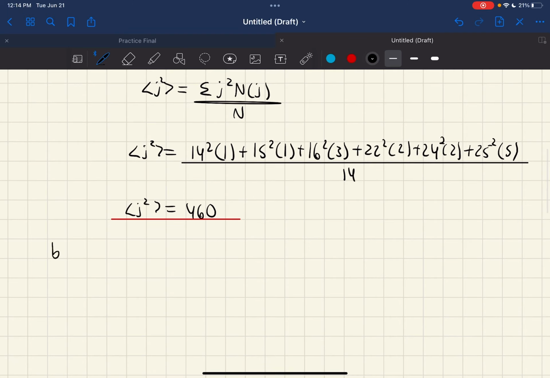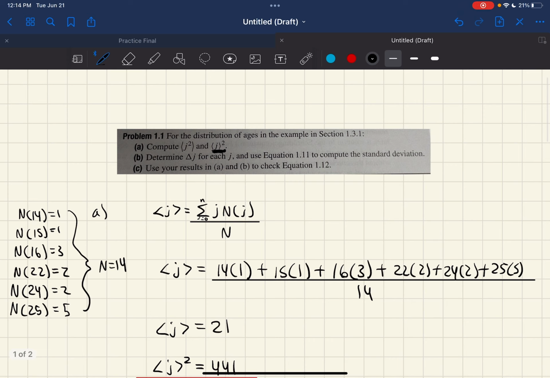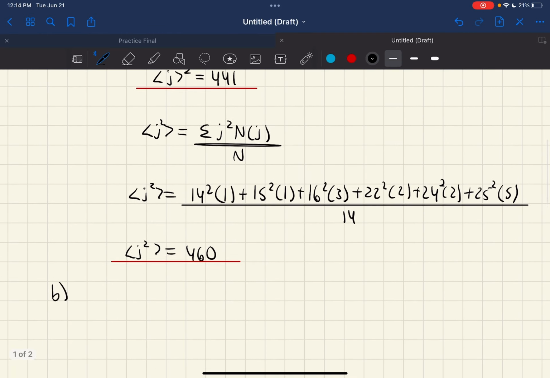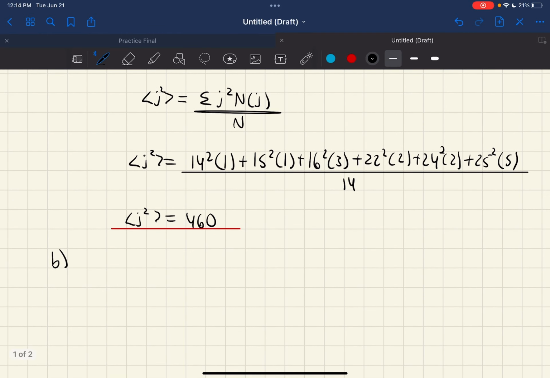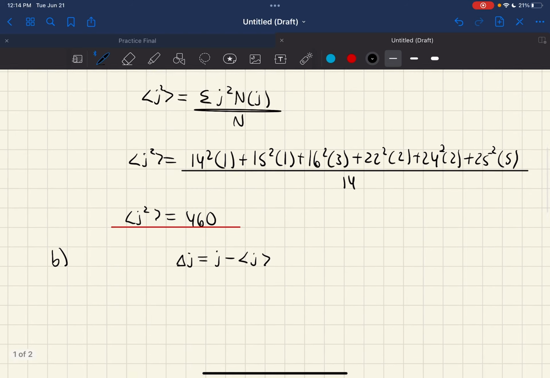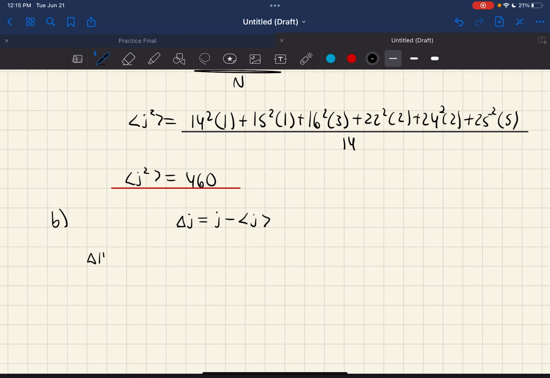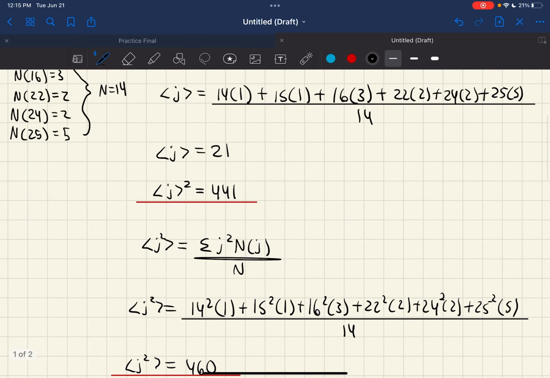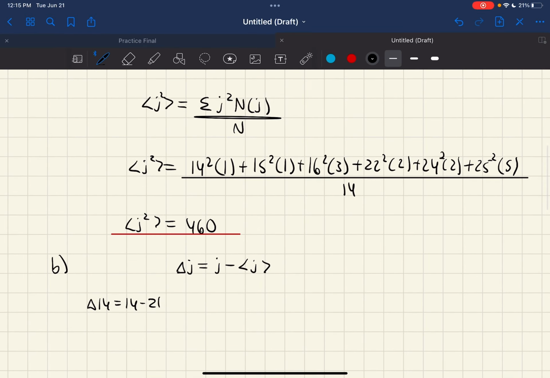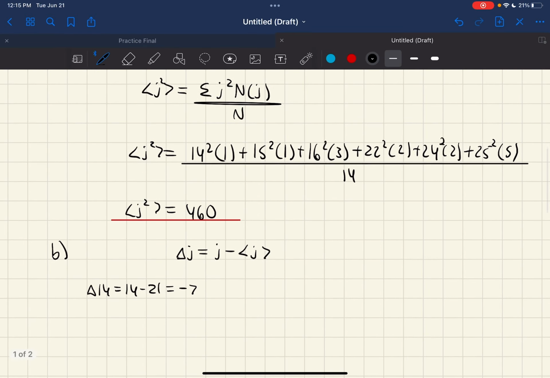Now for part B: determine delta j for each j and use equation 1.11 to compute the standard deviation. So, delta j for each j. Delta j is given by equation 1.10 in Griffiths, but it's basically just the difference between the age and the average age for each age. So for delta 14, which is the first age, it's just 14 minus the average, 21. So that's equal to negative 7.